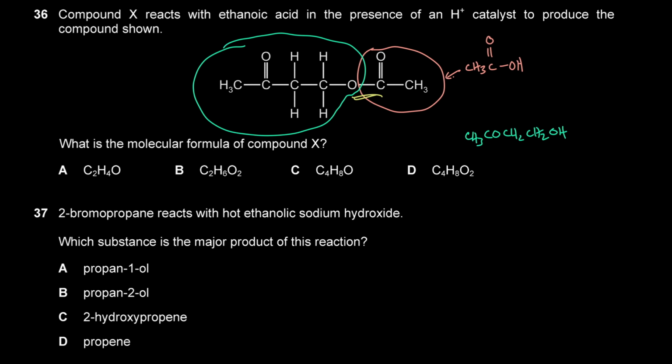Using an acid catalyst. So then what's the molecular formula of compound X? Compound X has 1, 2, 3, 4 carbons. So it's C4, right? And then it has 8 hydrogens. 3 plus 2 plus 2 plus 1, that's 8. And then it has 2 oxygen. So it's C4H8O2. Okay, so the answer is D.